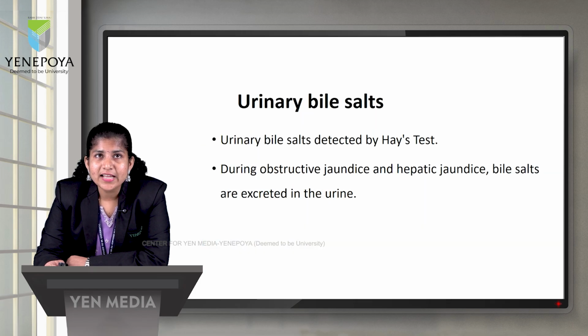Next is the test for urinary bile salts. Urinary bile salts are detected by Hay's test. Mainly it is seen in obstructive jaundice as well as hepatic jaundice.